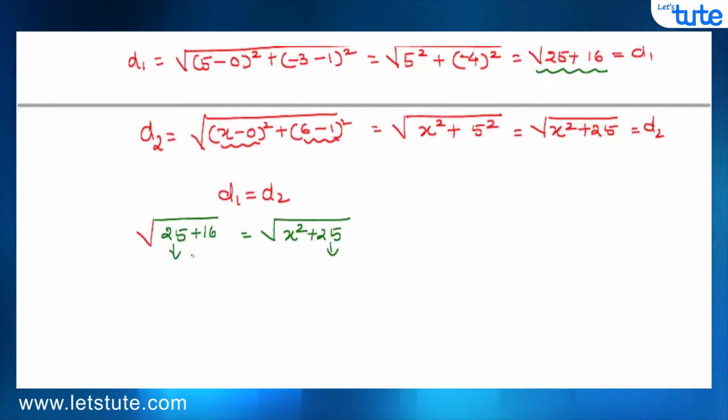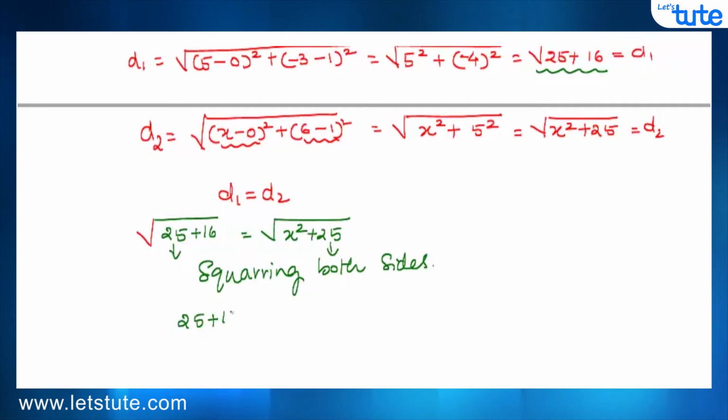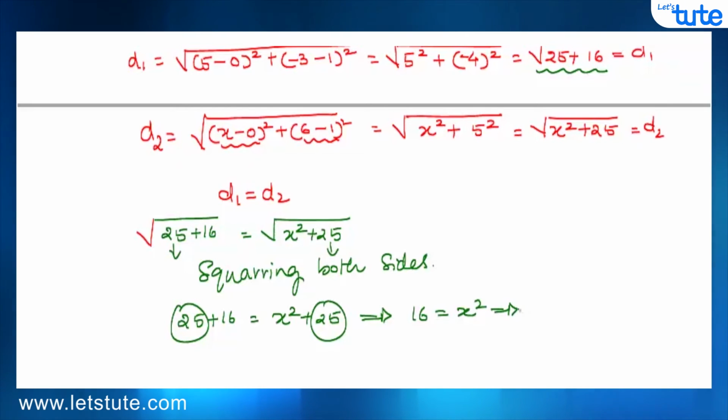So to get rid of the square root, we'll square on both sides. Squaring both sides, what we'll get is 25 plus 16. We'll get rid of the square root, and here x squared plus 25. And if you can see, we have 25 on the left hand side and right hand side, so they will vanish. So this will become x squared equals 16. So from this we will get x equals plus or minus 4. That means x can be positive 4 or negative 4.